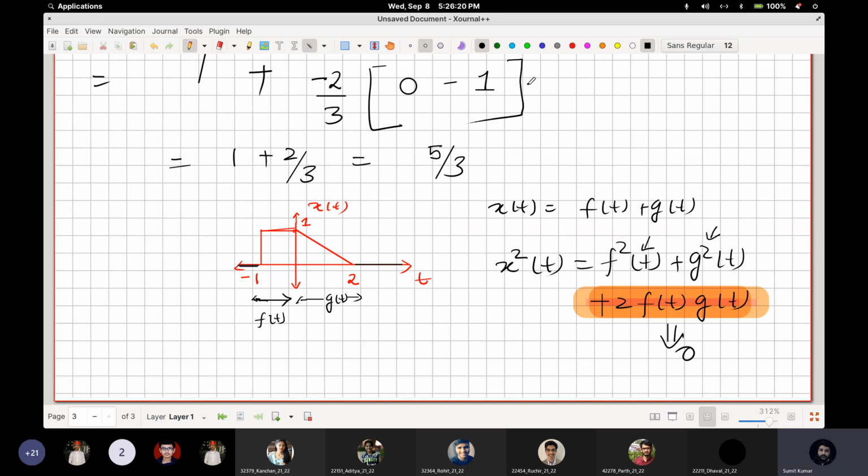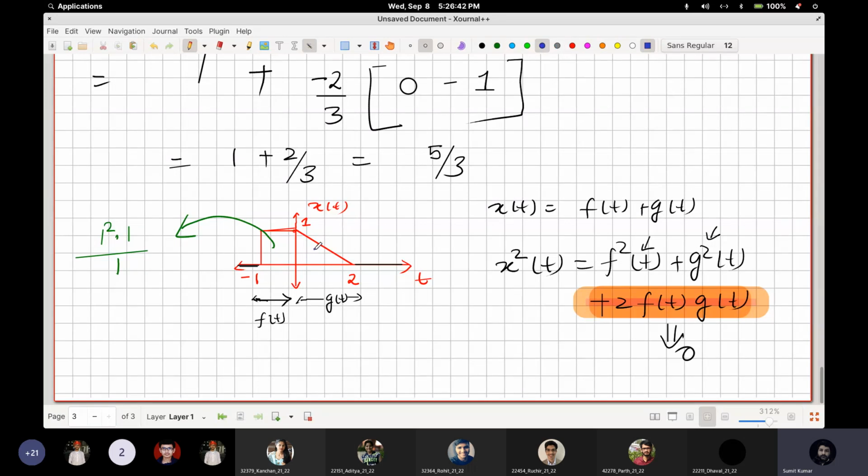Let me just do this in colors. For this part, what will be the energy? It is 1 square times 1 divided by 1, right? A square, A is 1 only, so 1 square times 1 divided by 1. What will be the energy of this signal? It's a triangle, so it is A square T divided by 3.